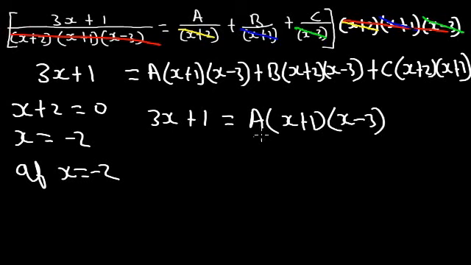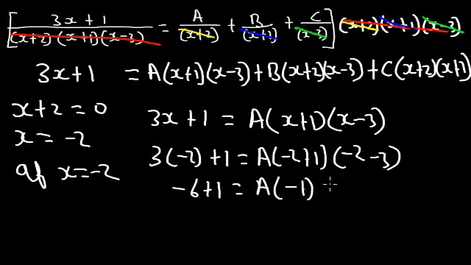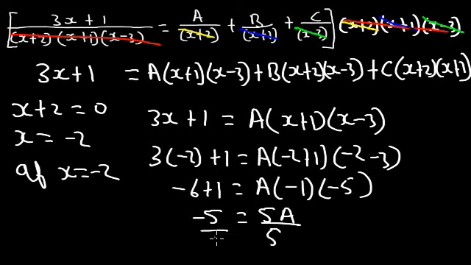So now we should be left over with 3x plus 1 equals a multiplied by x plus 1, then x minus 3. So if we plug in negative 2, we have 3 multiplied by negative 2 plus 1 equals a multiplied by negative 2 plus 1, then multiplied by negative 2 minus 3. 3 times negative 2, that's negative 6 plus 1 equals a multiplied by negative 1, multiplied by negative 5, because negative 2 minus 3 is negative 5. Minus 6 plus 1, that's minus 5, equals negative 5 times negative 1, that's plus 5a. Dividing 5 by 5, we have a to be negative 1. So a is indeed equals to negative 1.